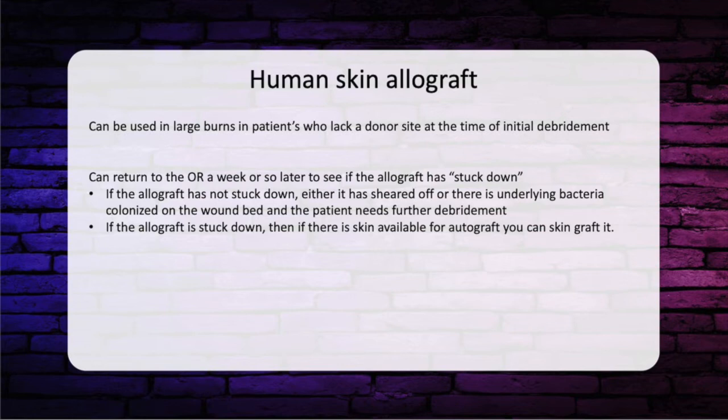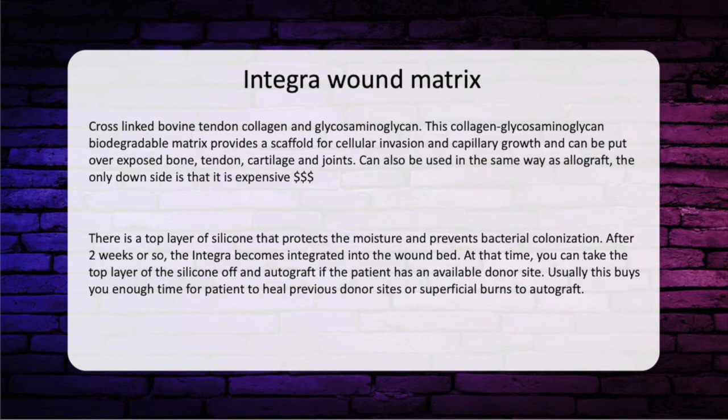So that will prompt you to take a biopsy for a culture. Another thing that we can use along the same way is Integra Wound Matrix. This is made from cross-linked bovine tendon collagen and glycosaminoglycan. So this biodegradable matrix can provide a scaffold for cellular invasion and capillary ingrowth. And the beauty of this, you could put this over exposed bone, tendon, cartilage, and joints.